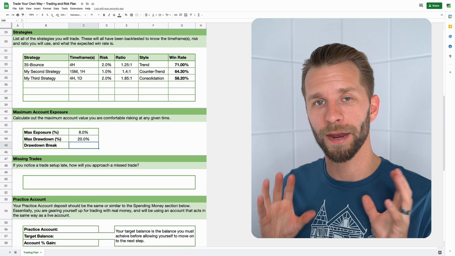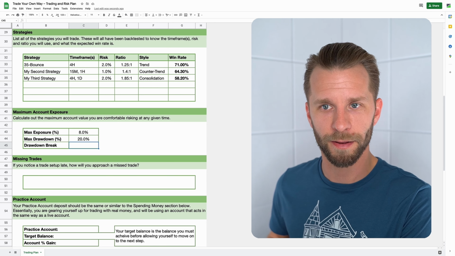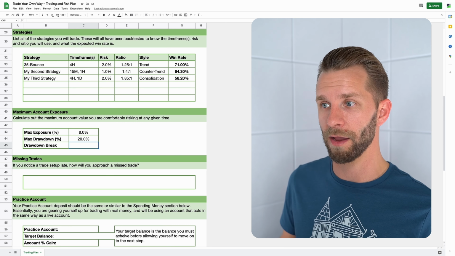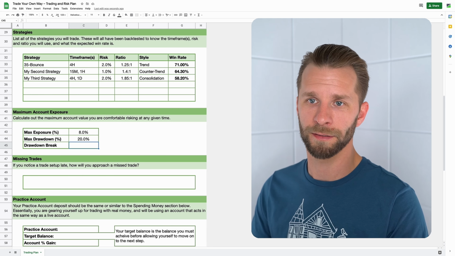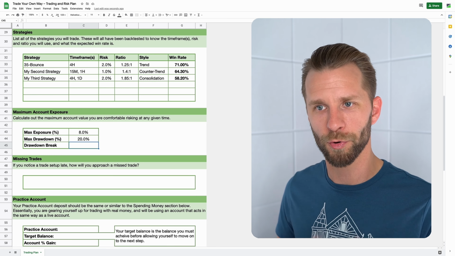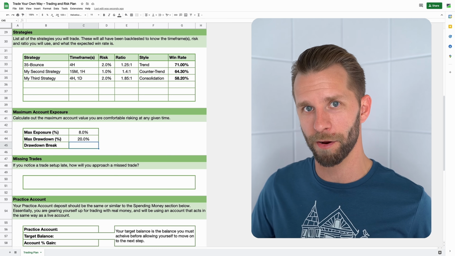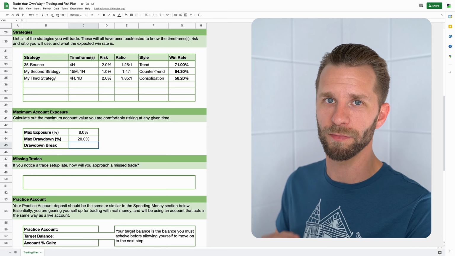So going back to that hypothetical $1,000 account, let's say I've been on a losing streak and my account balance is sitting here at $780. Well, that means I've lost more than 20% of the account. So my drawdown break refers to a cooling off period after we've exceeded our maximum drawdown.